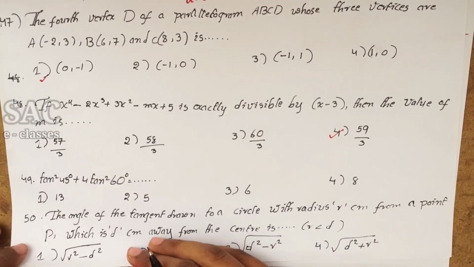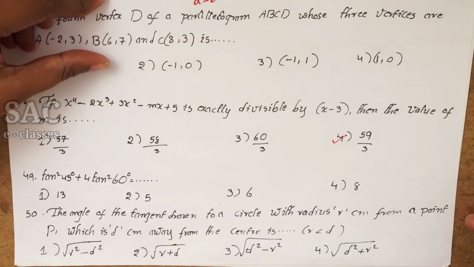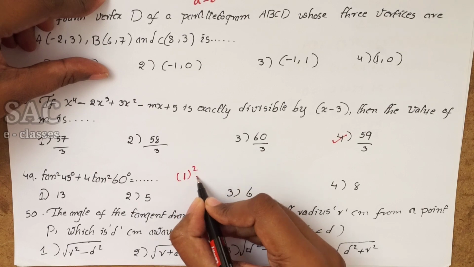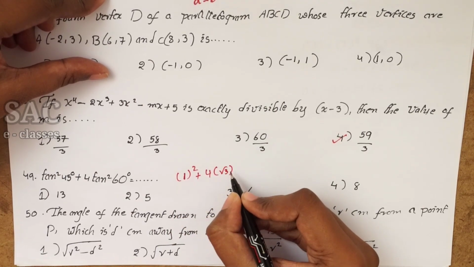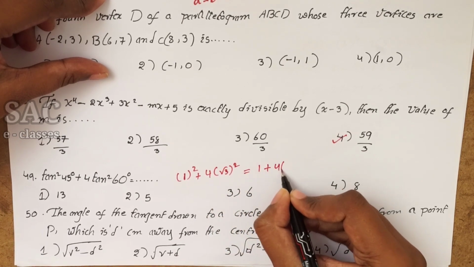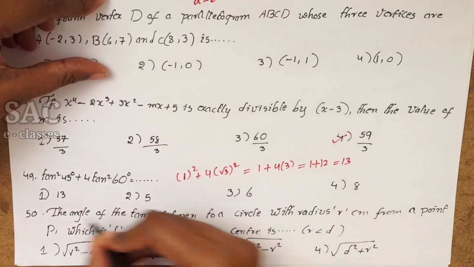Tan square 45 degrees plus 4 into tan square 60 degrees. We know tan square 45 means 1 square, plus what is tan 60 degrees from the standard angle table? It is root 3 whole square. 1 square plus 1, 4 into 3, which is equal to 1 plus 12, which is equal to 13.